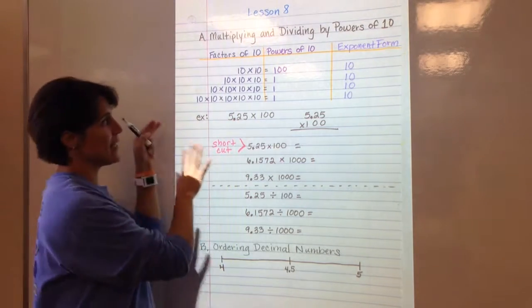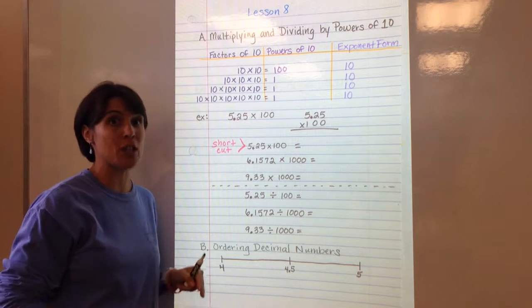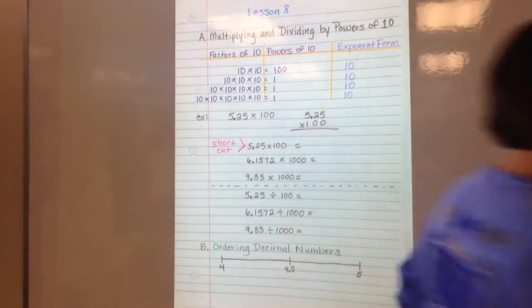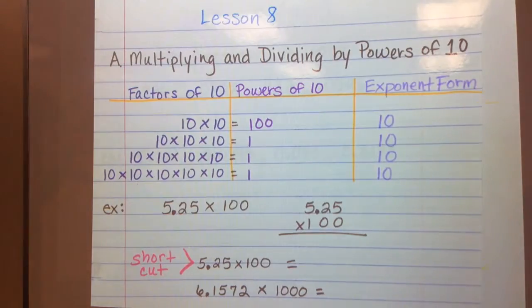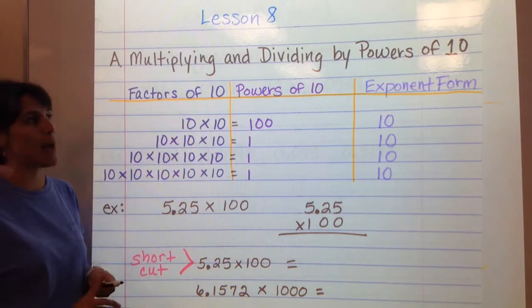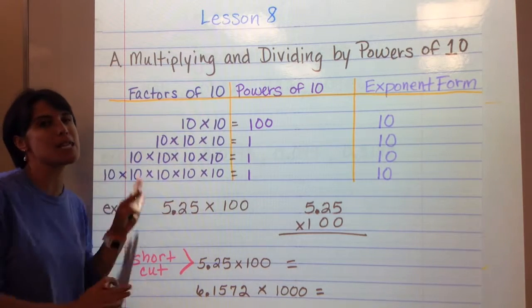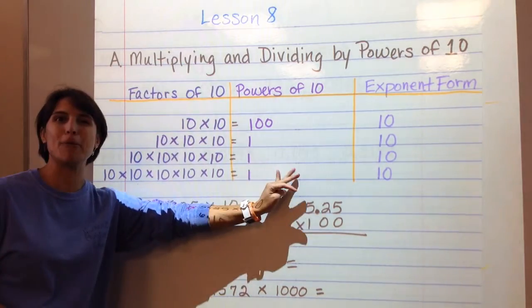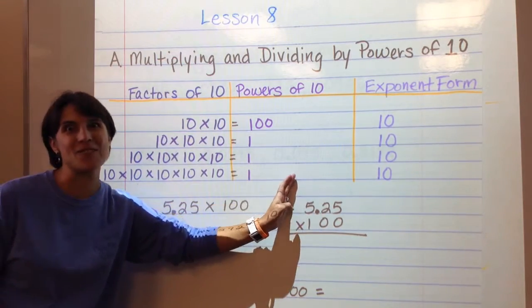Lesson 8. It looks like a lot of notes, but I'll give you time. You can always pause to get them copied. Top half: multiplying and dividing by powers of 10. Once you write this, it's all downhill from there. The hardest part about multiplying by powers of 10 is writing the notes.